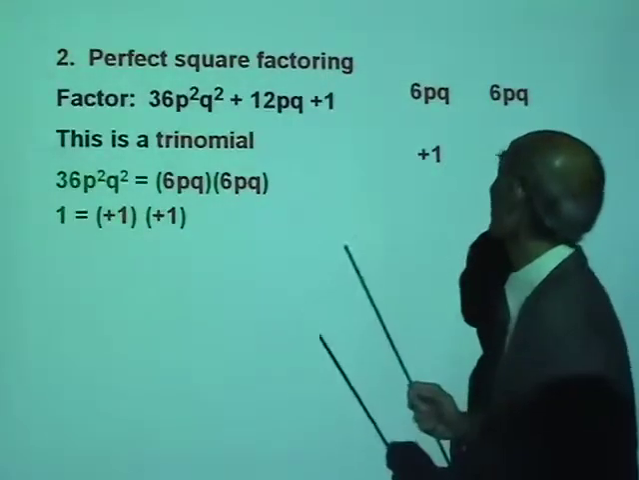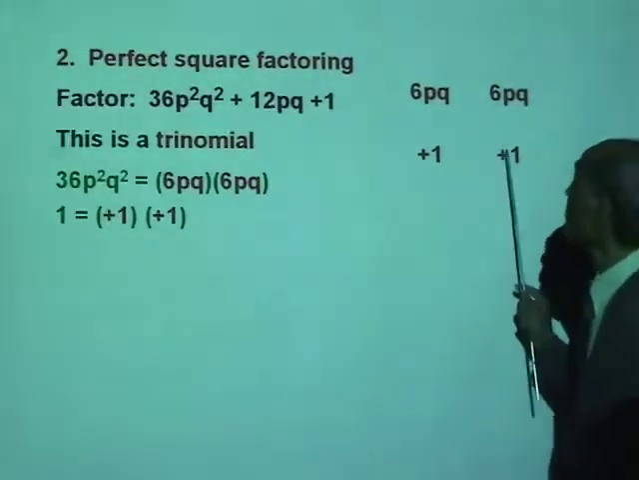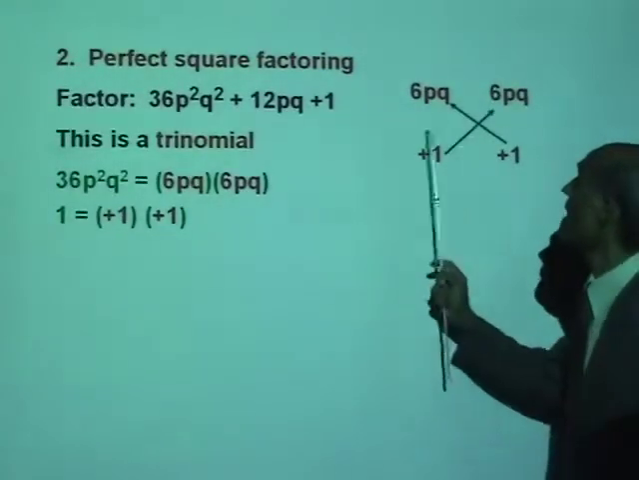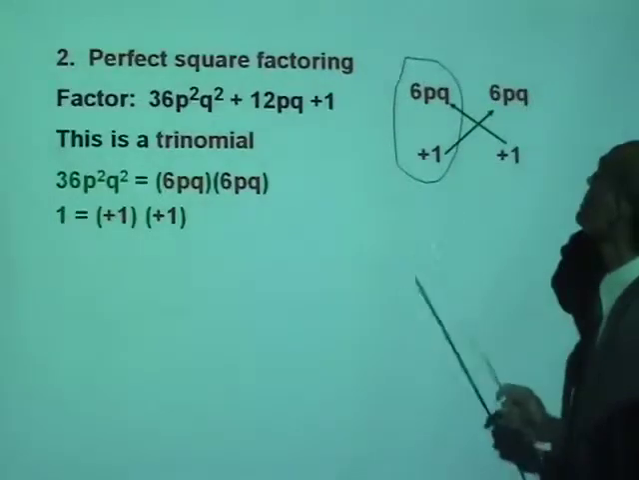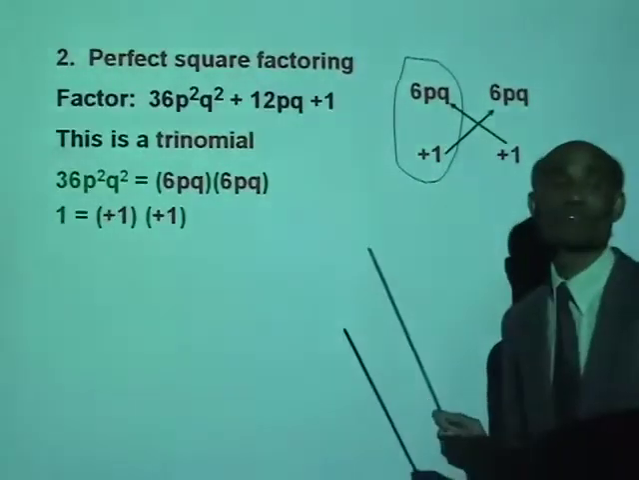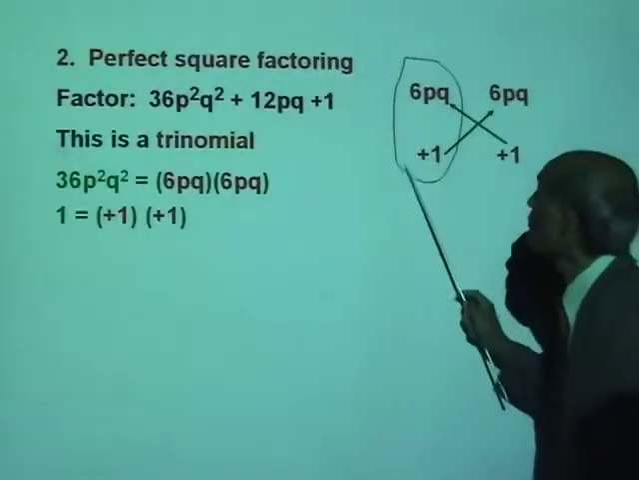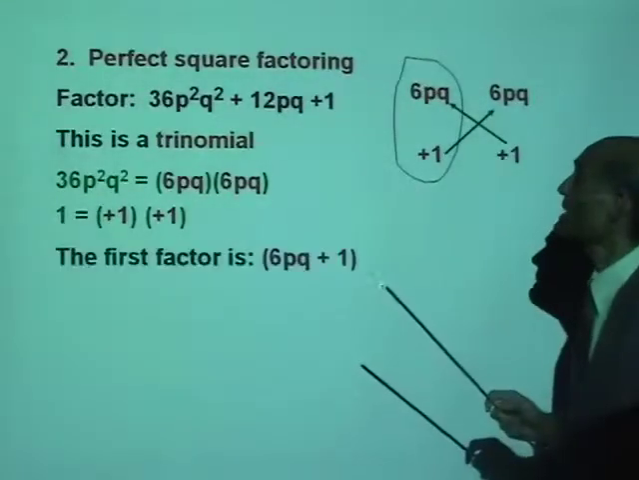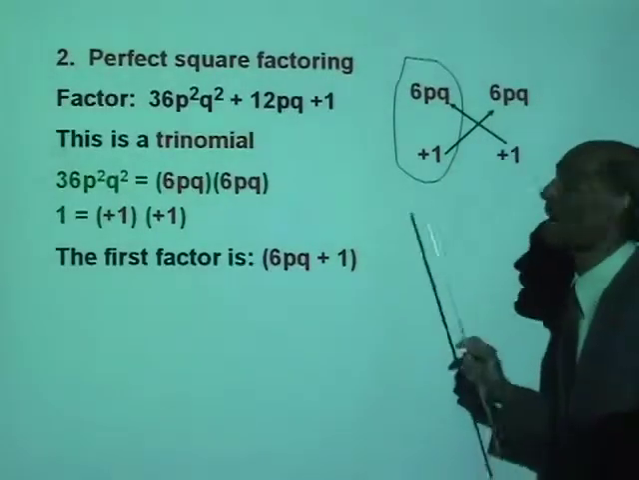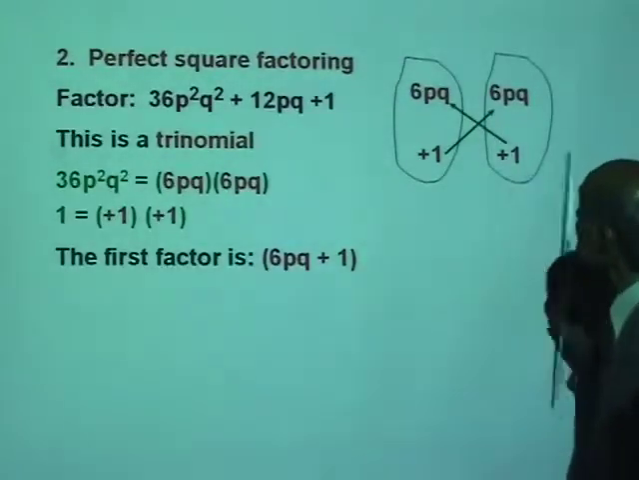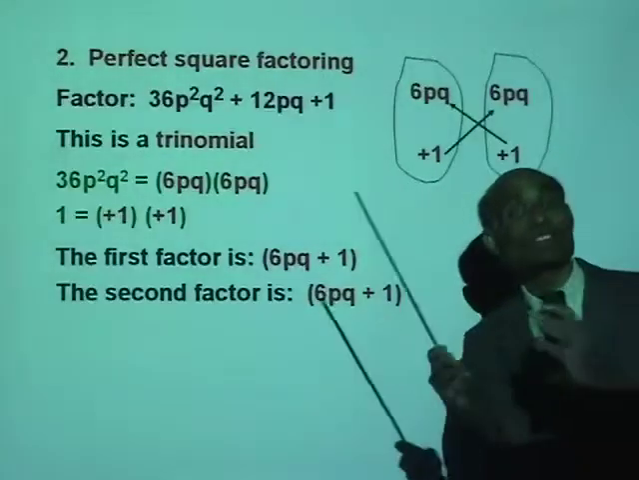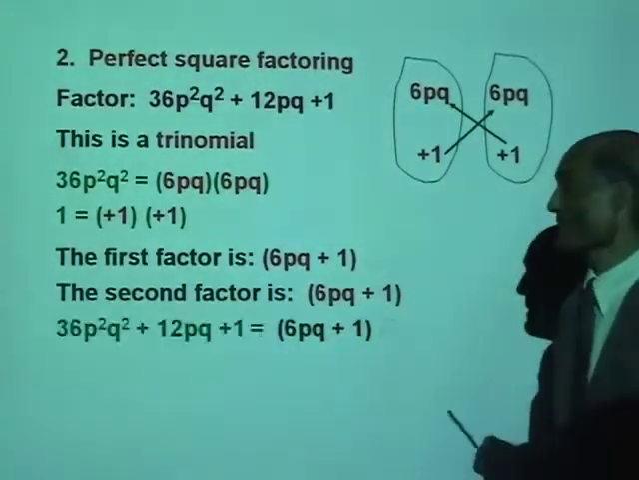Write it the normal way. Now multiply diagonally. 6pq times 1 plus 6pq times 1 is 12pq. And therefore the first factor is 6pq plus 1. And the second factor is also 6pq plus 1. You see, both factors are the same.